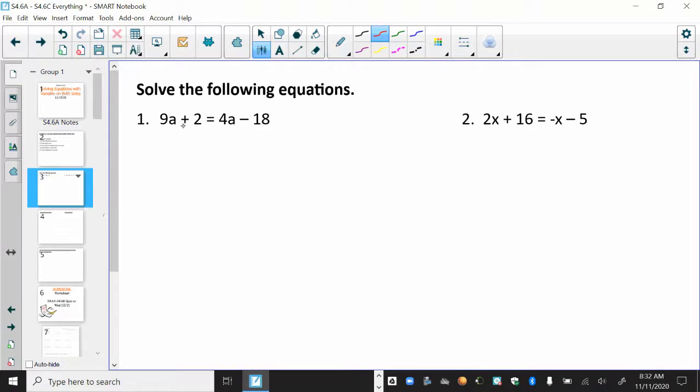Do we have any like terms? We have 9a and 2. No. Other side of the equal sign, 4a and negative 18. No. No like terms. All right. Step 3, we're going to move all the variables to one side.